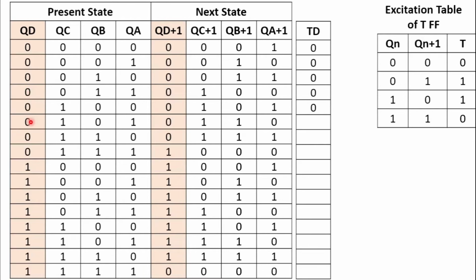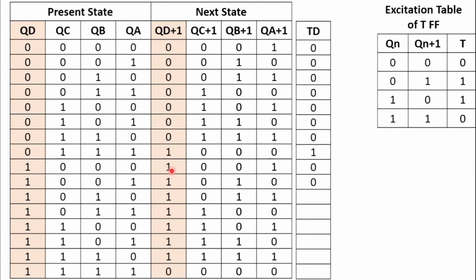In the next row, 0 is converted into 0. So again the value of TD is 0. In the next row, this 0 is converted into 0. So again the value of TD is 0. In the next row, 0 is to be converted into 1. So there is a change, and that's why the value of TD is 1. In the next row, 1 is to be converted into 1. So again no change. So the value of TD is 0.